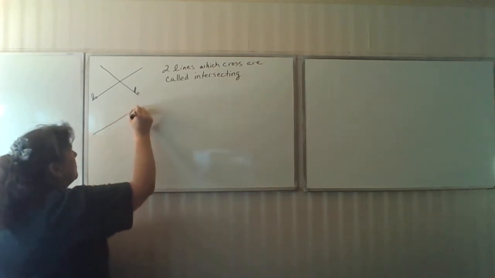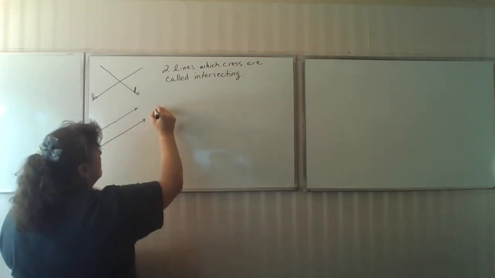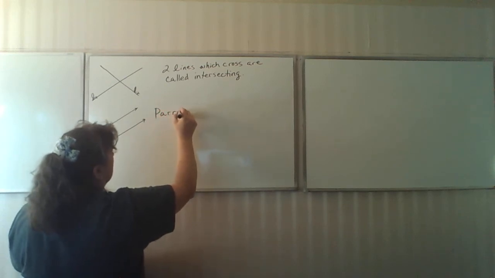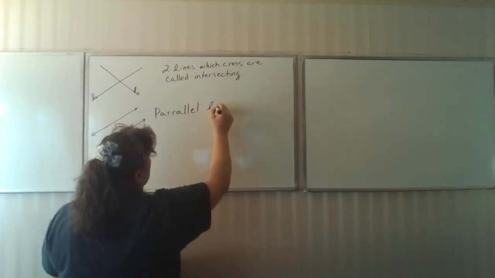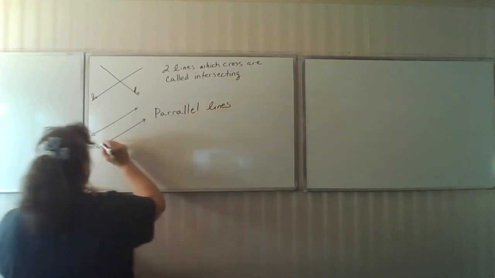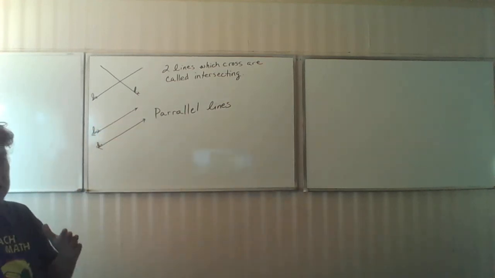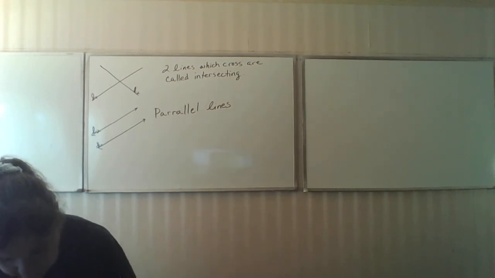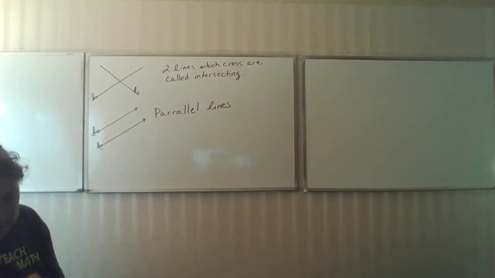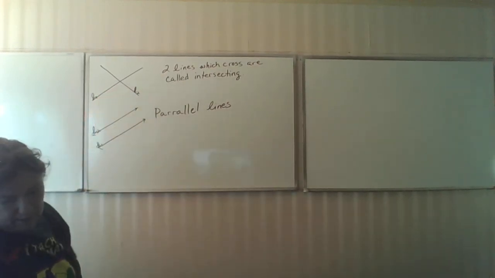Two lines that run in exactly the same direction and look like what I call railroad tracks, these are called parallel lines. And they will never intersect. Parallel lines do not ever intersect at all. But these lines will be coplanar. These will be on the same plane.